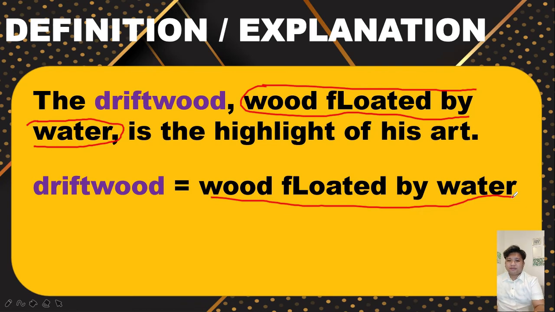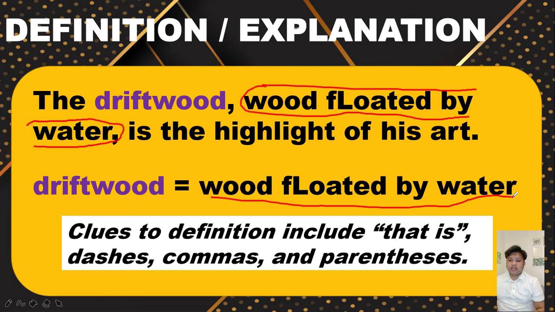Now, how would you know? Clues to definition include the words that is. Naa ganing word nga that is. Mayroon ganing that is, sunod ana, kay ang meaning na. Dashes, naa puy dash, commas, and parenthesis. Sa atong case, karon kining the driftwood, wood floated by water, is the highlight of his art. Ang atong clue diha is the commas. Okay? So naay comma after driftwood, naa na diretso ang meaning. So that is our hint, that is our clue. Okay?